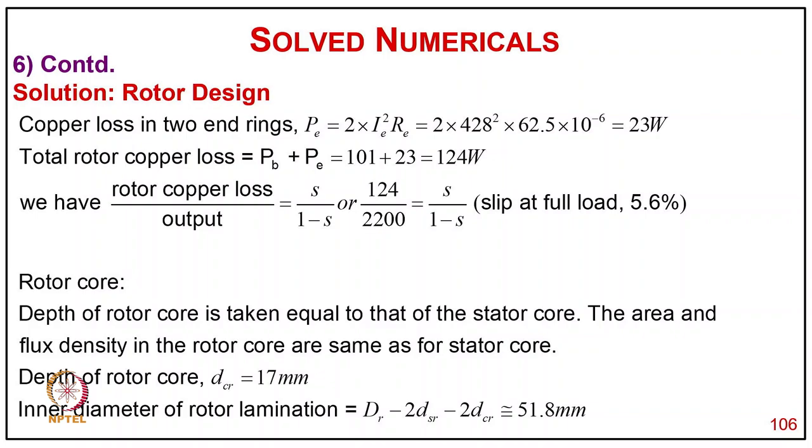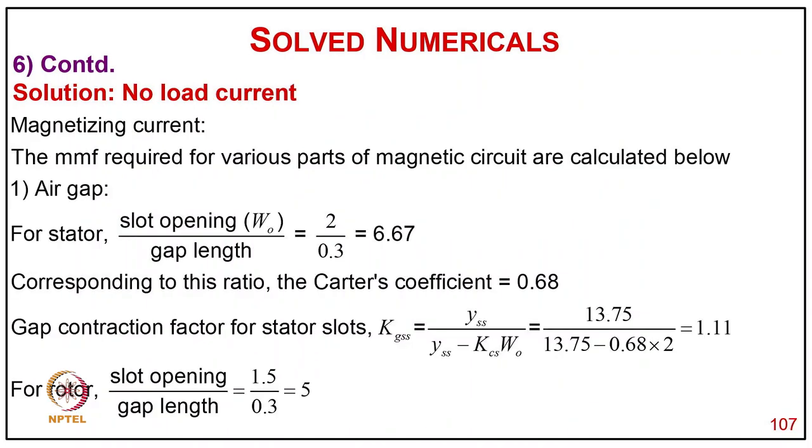So the area and flux density in the rotor are the same as the stator. So the depth of the rotor core comes DCR equal to 17 millimeter. The inner diameter of the rotor lamina, pi (DR minus 2 DSR minus 2 DCR), is 51.8 millimeter. Now coming to the no load current calculation, that is typically the magnetizing current.